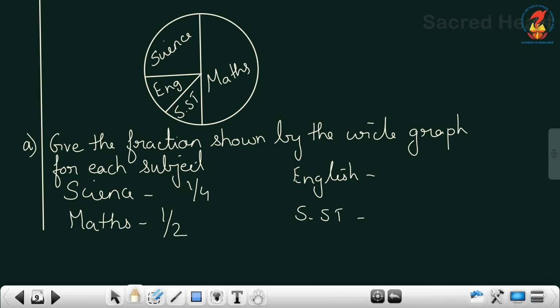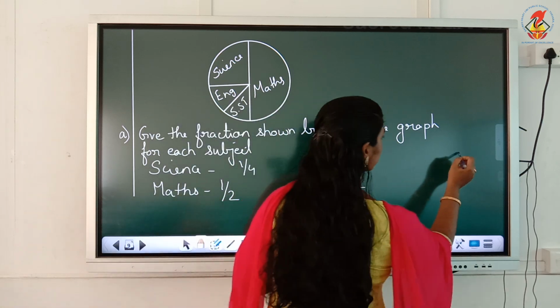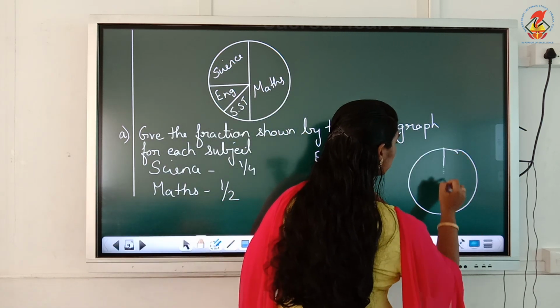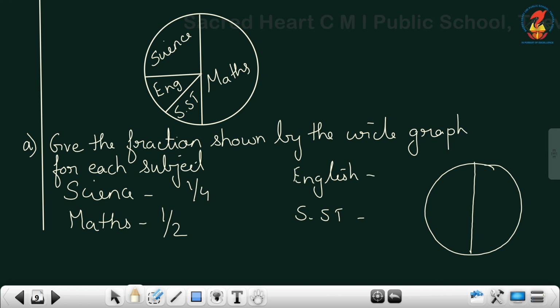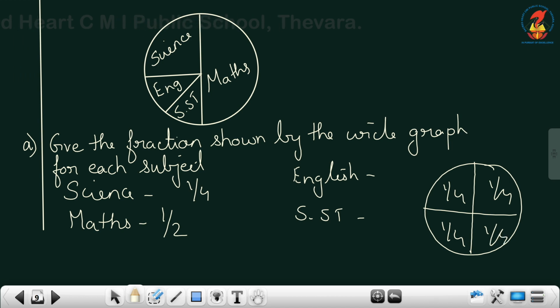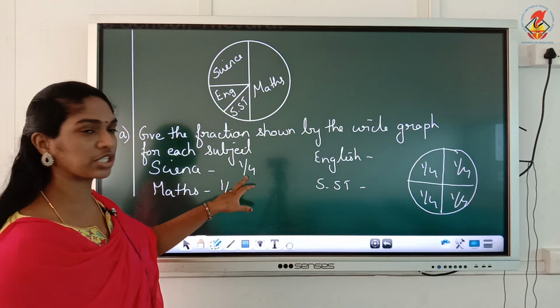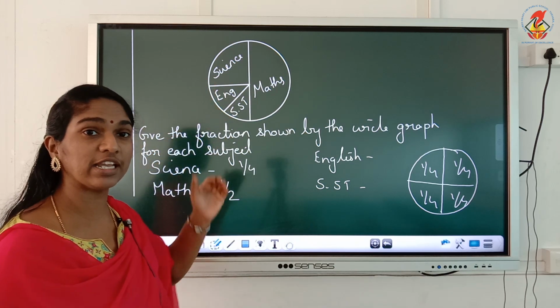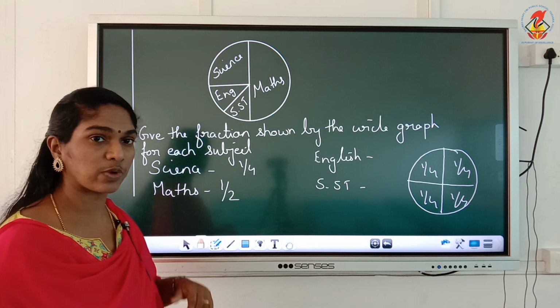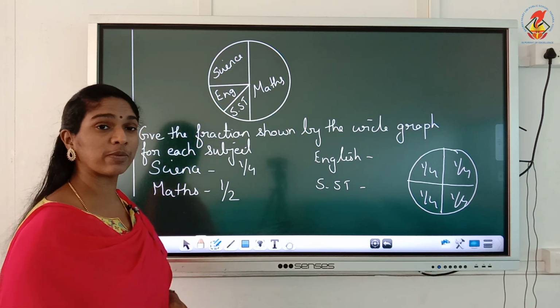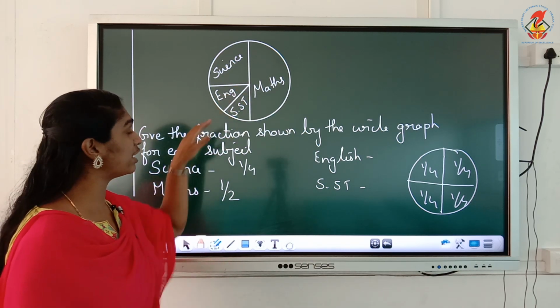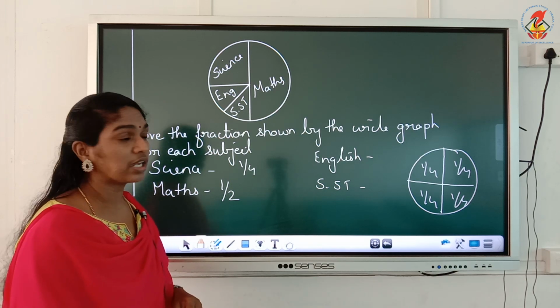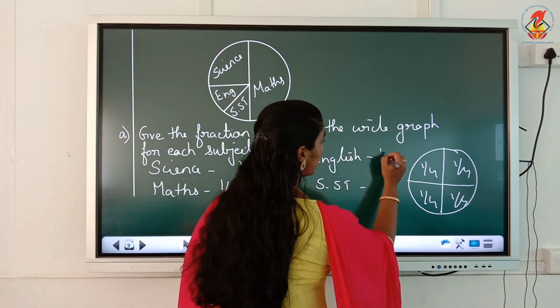It's just 1/4. You divide the circle, it becomes half. You divide it again, it becomes 1/4. Each part becomes 1/4. So for science, what is the fraction? 1/4. The next 1/4 is shared by English and social studies. So what will be half of 1/4? This 1/4 is again divided into two equal halves. Half of 1/4 is 1/8.